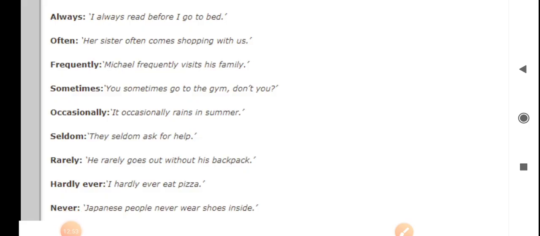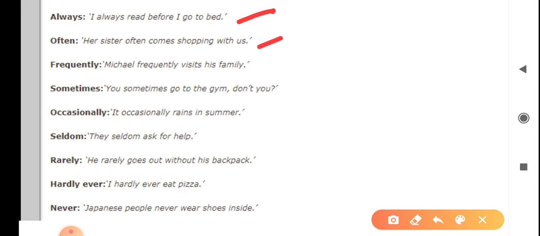Now we have some examples of those words that we discussed. Take the first example, always. I always read before I go to bed. Often. Her sister often comes shopping with us. Frequently. Michelle frequently visits his family. Sometimes. You sometimes go to the gym, don't you? Occasionally. It occasionally rains in summer.